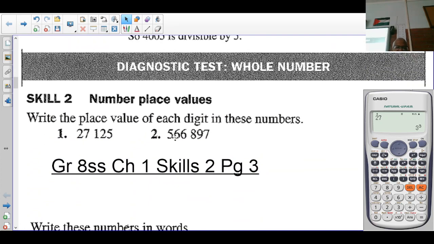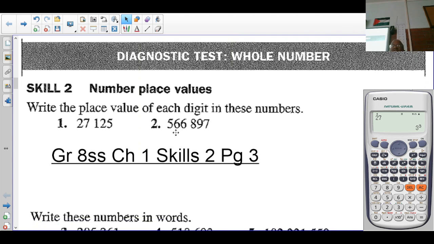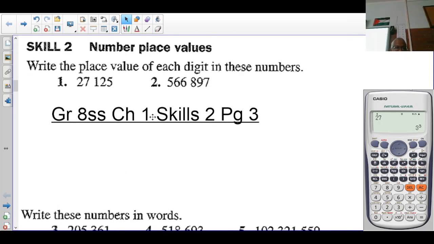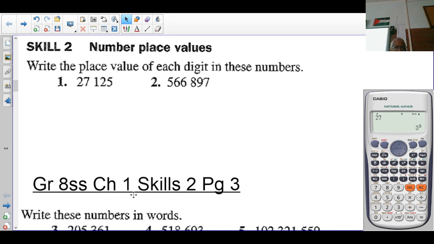So now we're looking at the diagnostic test. The diagnostic test is on page 3. You guys have done these questions already. This is a revision of primary school work. So we looked at skill 2. They asked you to write the place value of each digit in these numbers.